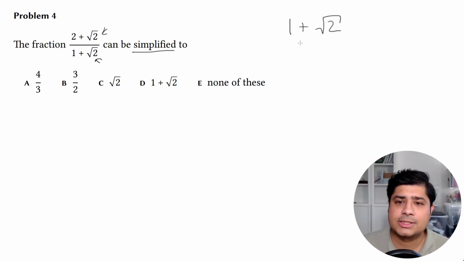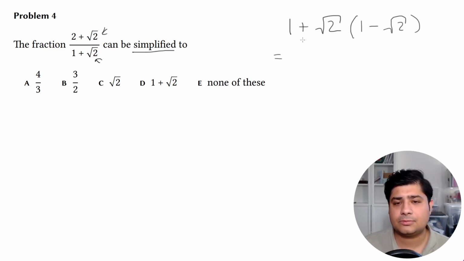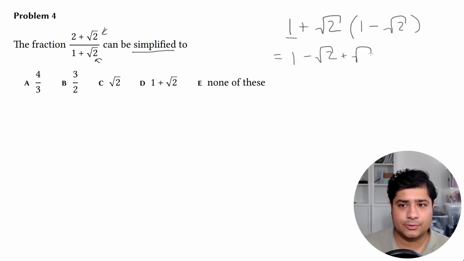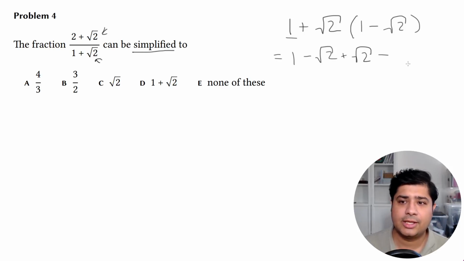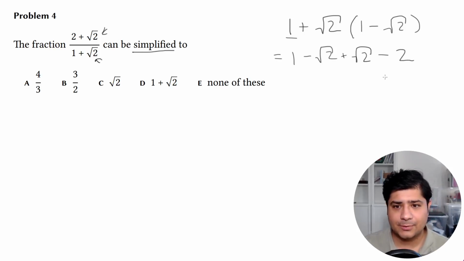Well, one way, of course, is to multiply this thing by something that looks very much like it, but is slightly different: 1 minus √2. Let's see what we get then. This, of course, would be 1 multiplied by 1. That's just 1. And then we have minus √2, and then plus √2. Conveniently, these two cancel each other out. And then we have √2 times minus √2. That will be minus 2.